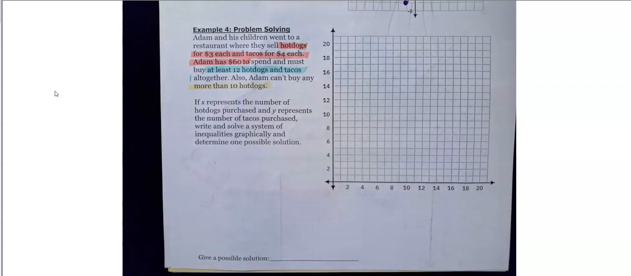All right, can anybody write me the inequality that would go for that first thing I highlighted, where it's $3 each for the hot dog, $4 for the taco, and he has $60 to spend?